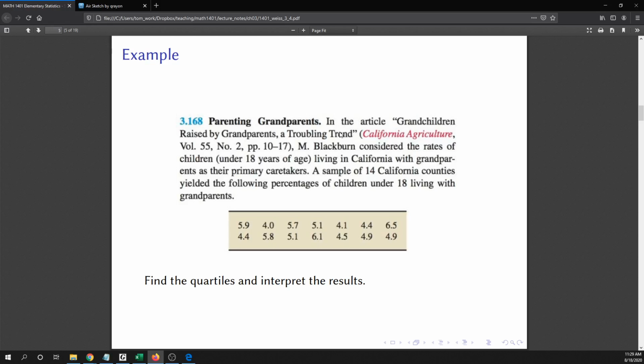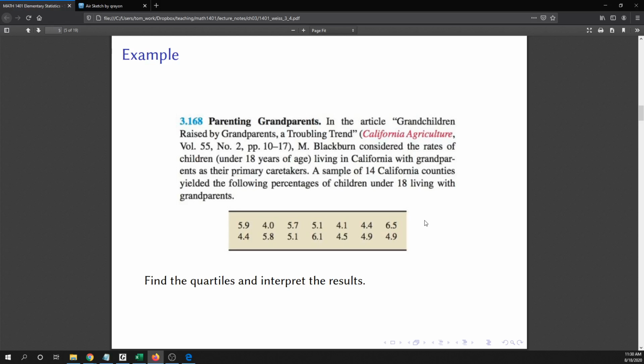In this example, it says, in the article, "Grandchildren Raised by Grandparents, a Troubling Trend," California Agriculture, and Blackburn considered the rates of children under 18 years of age living in California with grandparents as their primary caretakers. A sample of 14 California counties yielded the following percentages of children under 18 living with their grandparents.